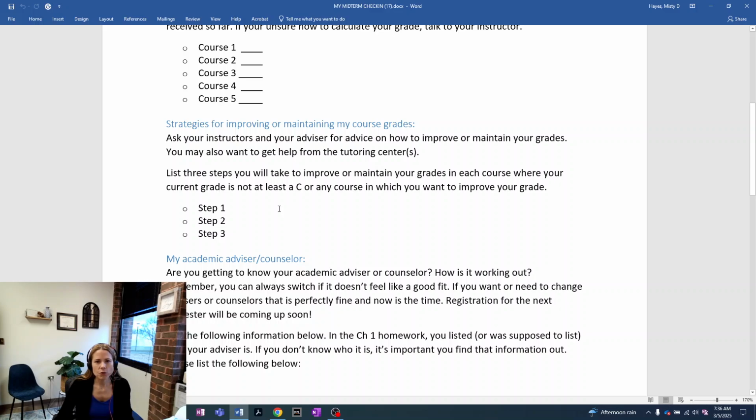Now think about if there are courses you're not doing too well in. You have maybe a C or lower, and you want to improve your grade or bring it up so you can pass. What are three steps you would list to improve or maintain that grade? Basically, if you're not passing, you obviously would want to improve it, so I would want you to write those three steps. If you're doing well in all your courses, then I want you to list the three things that you are doing that seem to be working.